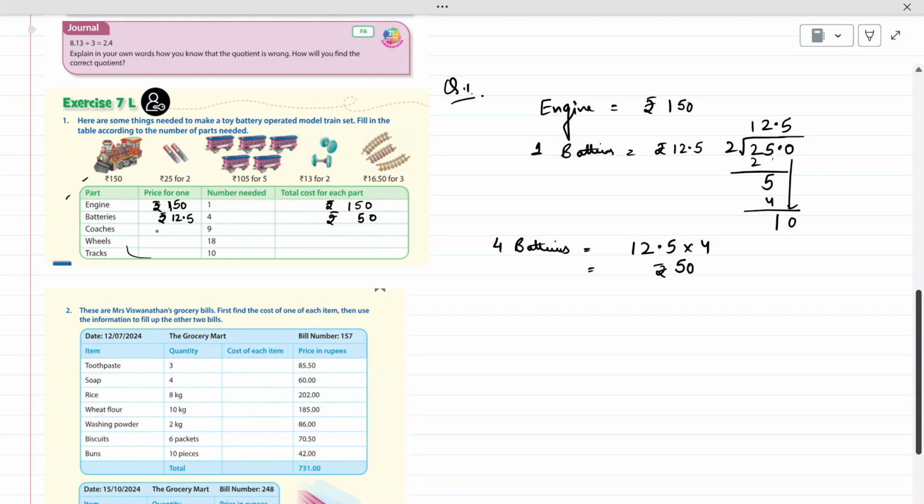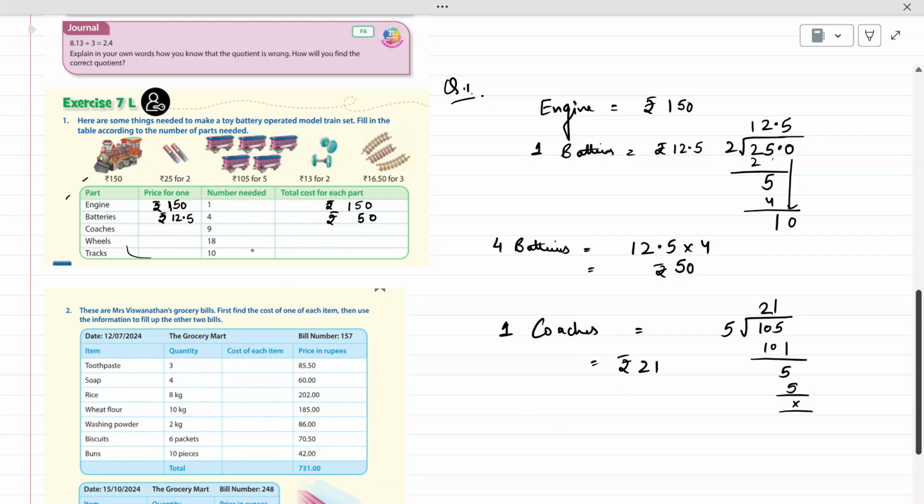Next, coaches. The price is rupees 105 for 5 coaches. So for one coach, how we are going to find? We have to divide 105 by 5 for one coach. So 5 into 2 is 10, and then 5 into 1 is 5. So the cost of one coach is rupees 21.